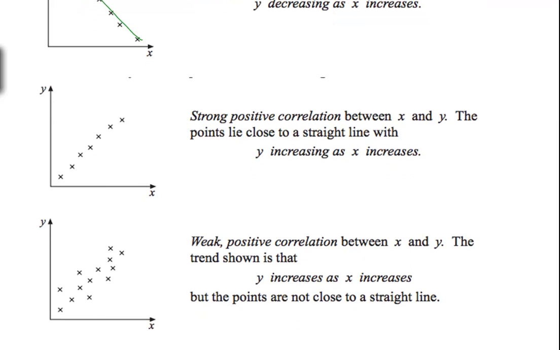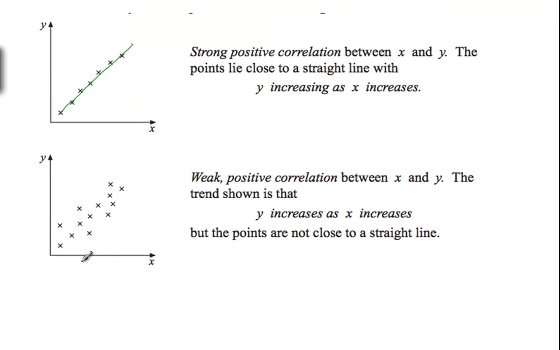And here we see a strong positive correlation, right? They're all almost exactly in line. It's not perfect, but it's very close, so it's a strong positive correlation between X and Y. And Y increases as X increases, as we can see here.